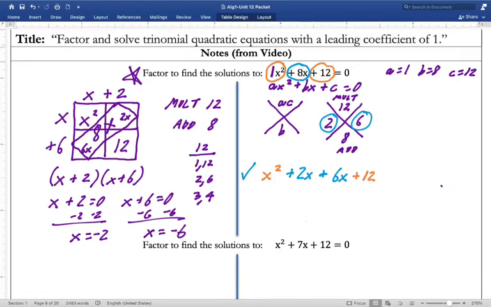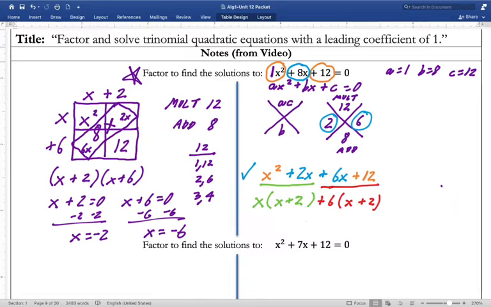So now here's what I'm going to do next. I'm going to look at these first two terms, and find the greatest common factor of x squared and 2x, which we're already experts at, is x. That leaves behind x plus 2. And now I'm going to look at 6x plus 12, and think, what do they have in common? Well, they both have a positive 6. And that leaves behind an x plus 2 as well.